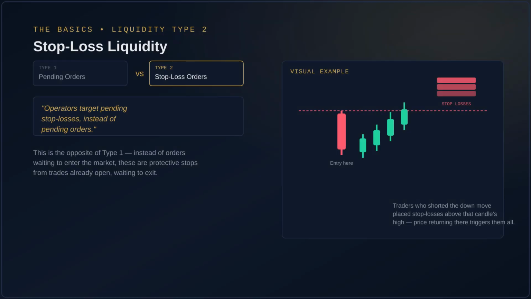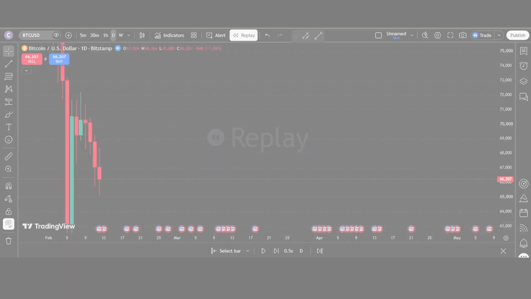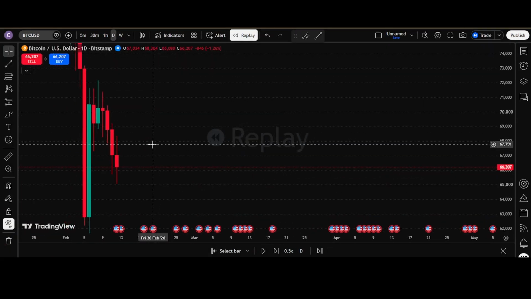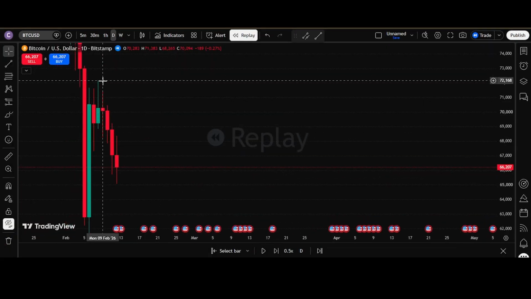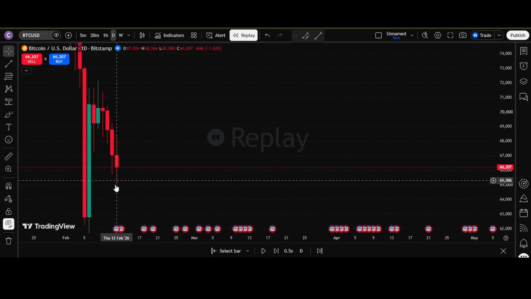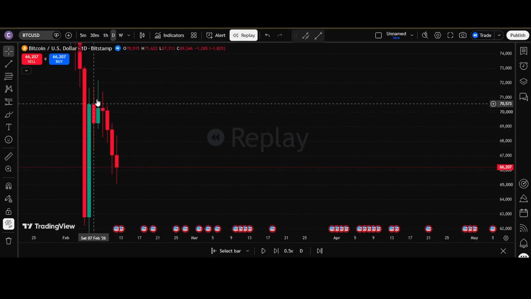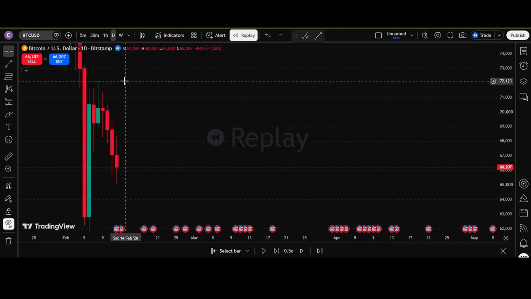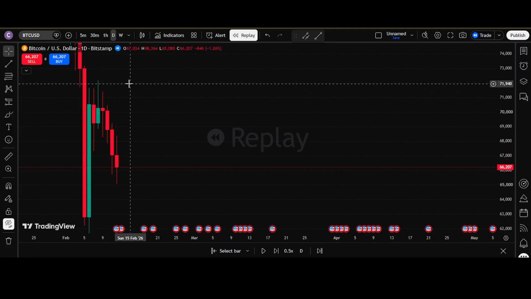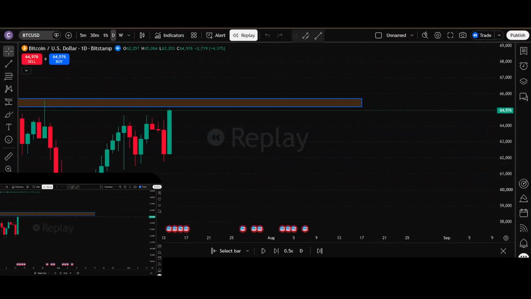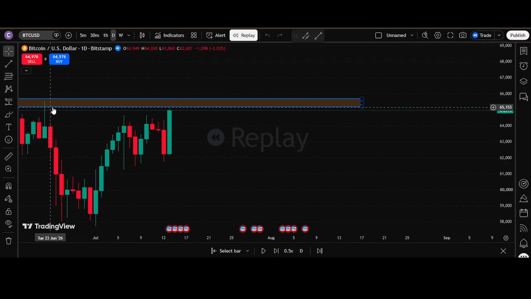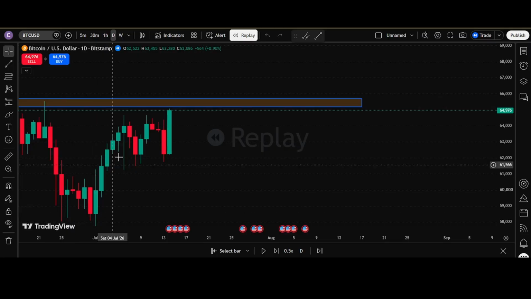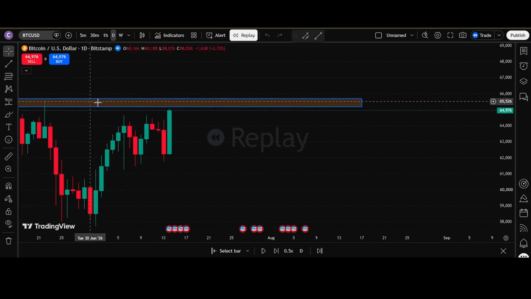The second type of liquidity, which is the opposite of the first type, is one in which operators target pending stop losses instead of pending orders. Example, from a level, a point, the market went down. Now, in this downward move, the traders who made an entry will obviously place their stop loss at that candle's high. Because of this, at that level, at that zone, many stop loss pending orders accumulate together. Similarly, when the market goes down from a level 2 or more times, the traders who entered during those moves will have their stop losses above, in this zone. This is called a stop loss pending order level, or stop loss pending zone.